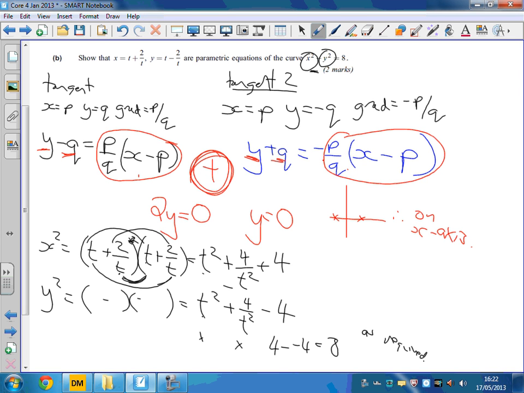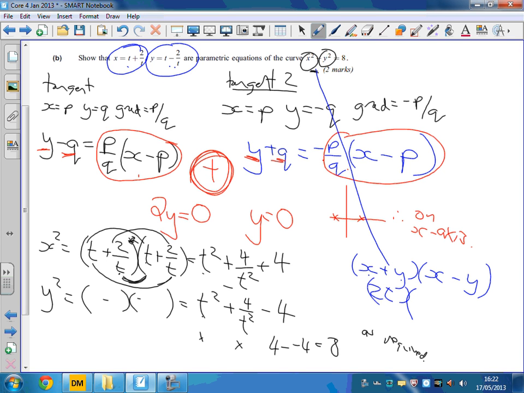I said I'd show you the quick way of doing it as well. The fast way of doing this is just noticing that it factorizes into x minus y and x plus y. Well, when you add those two things together, then these two fractions cancel out and you just get 2t. If you take them away, then these two t's cancel out and you get 4 over t. The t's cancel out to give us 8, as required.